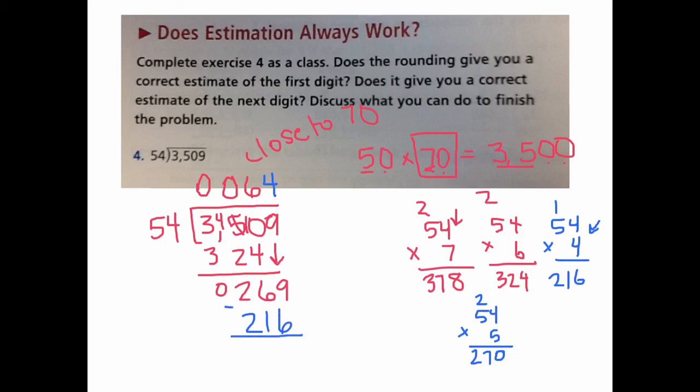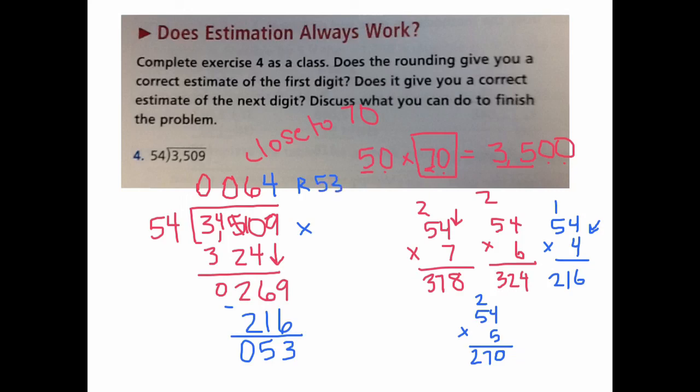So now I subtract. 9 minus 6 is 3. 6 minus 1 is 5. And there's 0 remainders here. So in this case, I can see that I have no more numbers to bring down. And 54 cannot go into 53, so we actually have a remainder of 53.